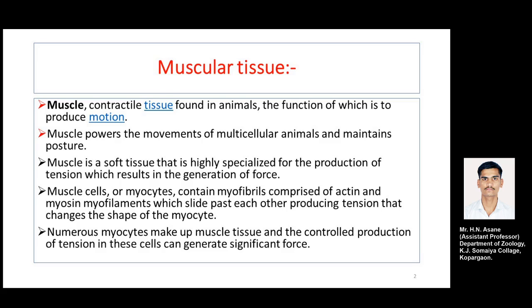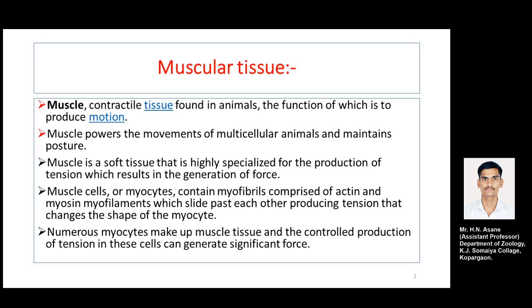Okay, so muscle is the tissue found in animals, the function of which is to produce motion. This muscle produces motion and provides a specific type of structure to our body, hence they are known as skeletal muscles. And these muscles power the movement of multicellular animals and maintain the posture of that particular animal. This muscle is a soft tissue, or it may feel hard, but it has the property of elasticity, and this soft tissue is highly specialized for the production of tension, which results in the generation of force, and that force leads to the ultimate motion of our skeleton.